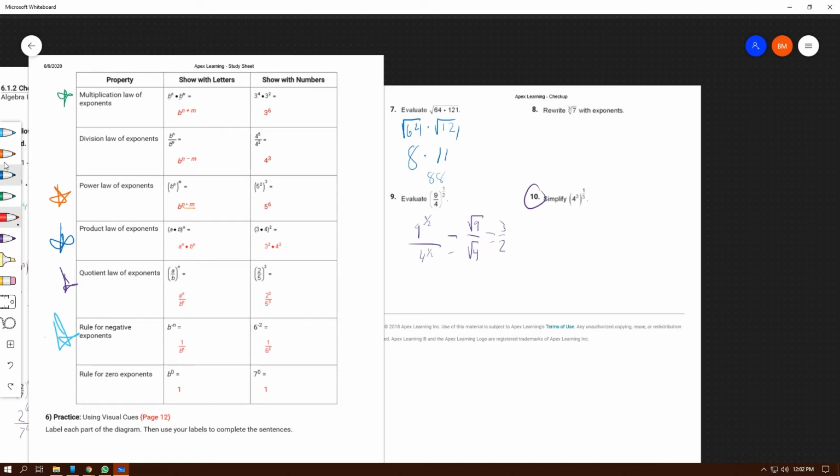Now 10, simplify 4 to the 3rd power to the 1/3 power. This is the power law of exponents, so the power to a power. I just multiply. So it's 4 to the 3rd power times 1/3. So 4 to the 3 times 1/3. Well, 3 times 1/3 is just 3 over 3, which is just 1, which is just 4. So we just follow that power law of exponents and multiply and simplify.